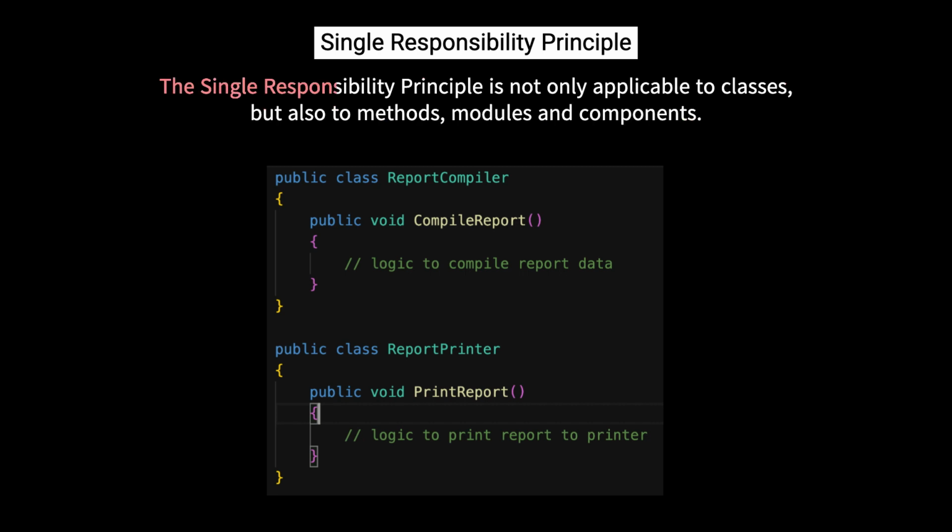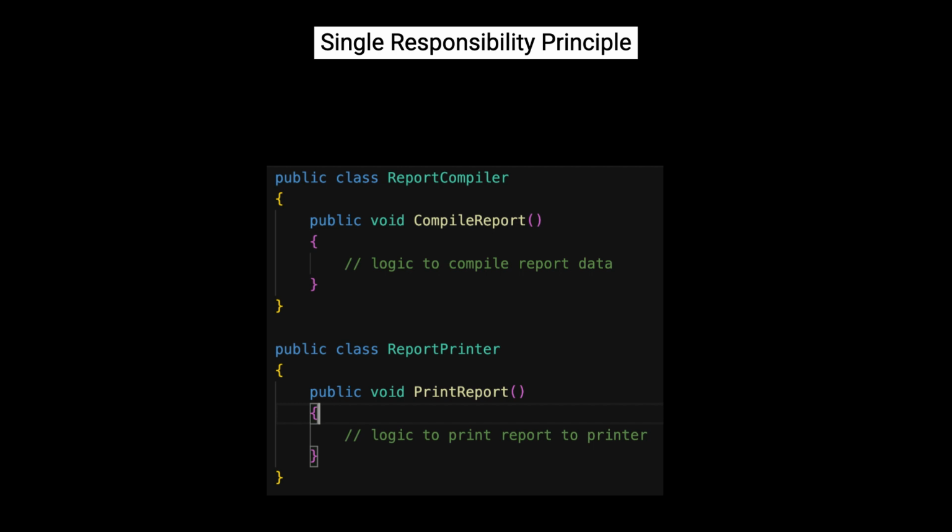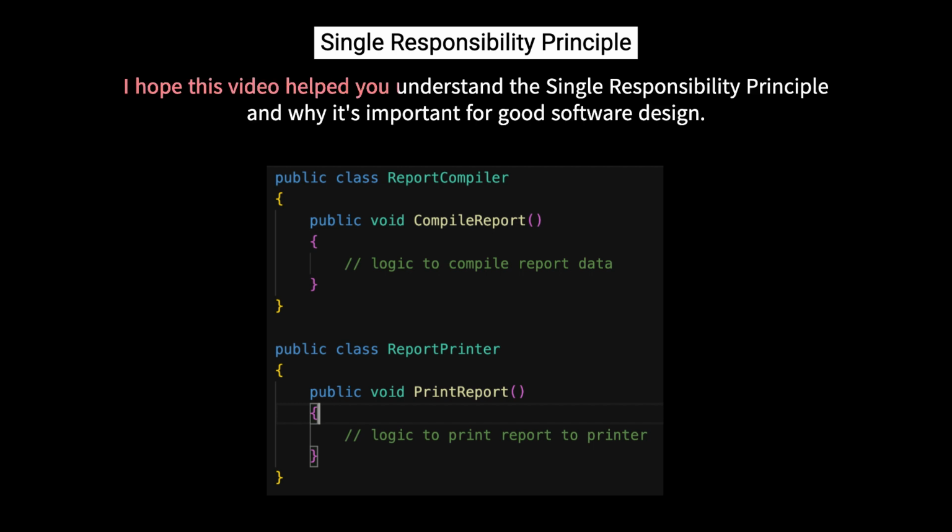The Single Responsibility Principle is not only applicable to classes but also to methods, modules and components. The idea is the same: keep your code focused on one thing and avoid mixing different concerns. I hope this video helped you understand the Single Responsibility Principle and why it's important for good software design.